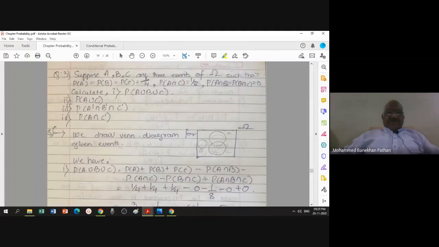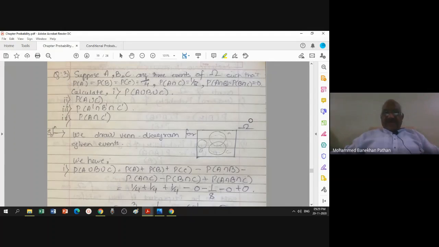Second bit, probability of A union C. Third bit, probability of A dash intersection B dash intersection C dash. Fourth bit, probability of A intersection C dash. Now, firstly, we'll try to put this information in terms of a Venn diagram.